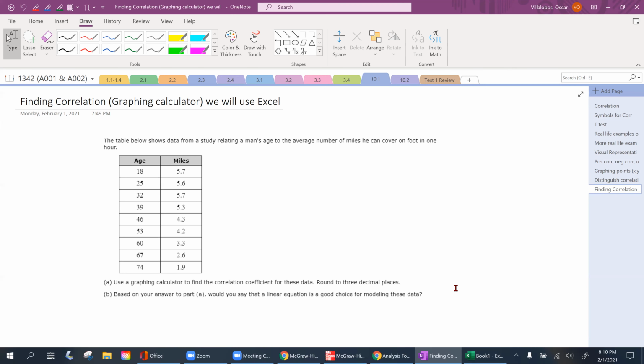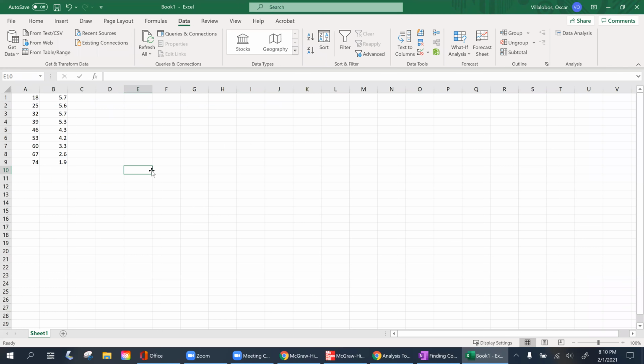So I'm going to use a graphing calculator known as Excel. This problem, you're going to have to input manually into Excel if you do not have a graphing calculator, and that's fine. I went ahead and input these by hand. And then what you're going to have to do with Excel is, it's not going to have the correlation option right away.